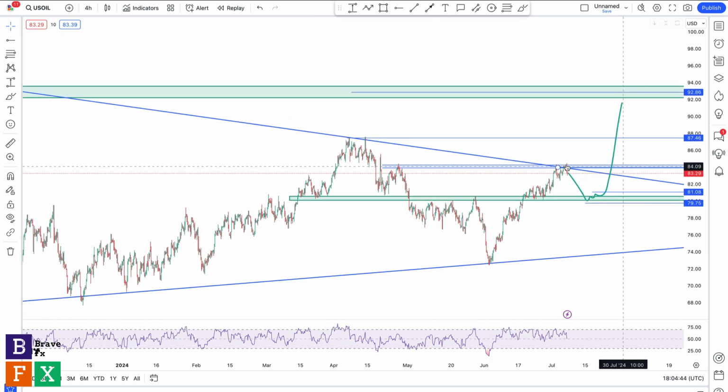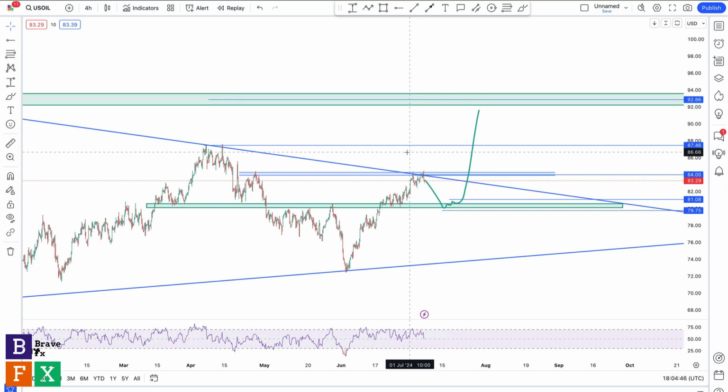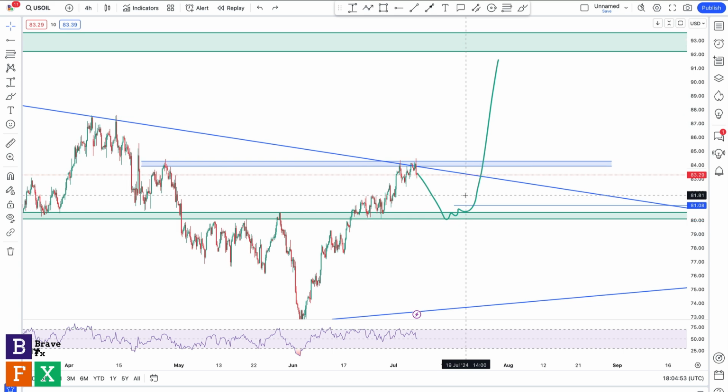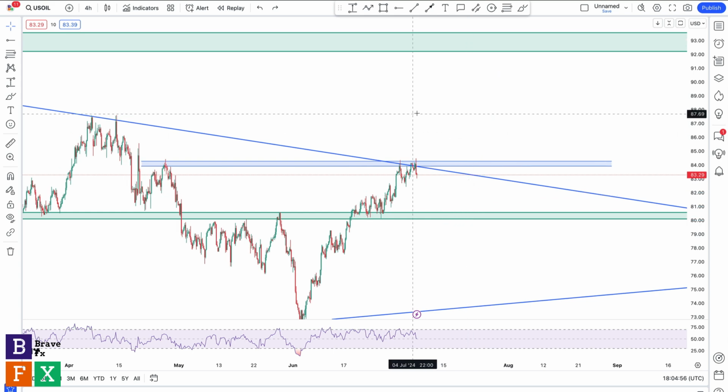Other than this, I'm not just going to jump into a buy trade right now. Remember, patience is the game. So for a bearish case scenario, we're going to talk about that in a minute. So, bearish case scenario, let's see what we have here.